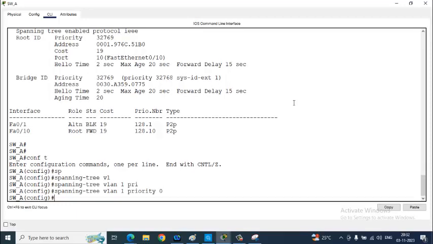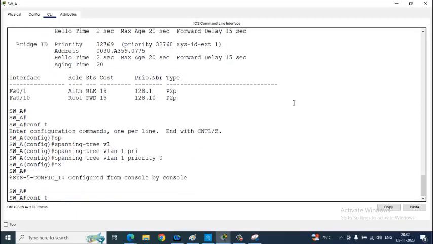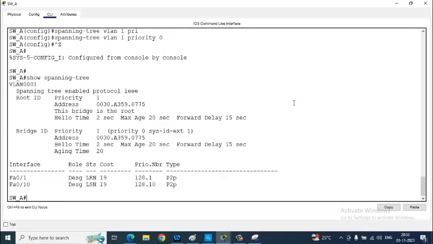Now, let us go and see whether this switch is doing as per expectation. Port 11 should be designated forwarding. Yeah? Show spanning-tree vlan 1. Yeah, port 11 is designated forwarding. Port 1 is a root port, you see? Port 11 is designated forwarding. So that is exactly what we expect.